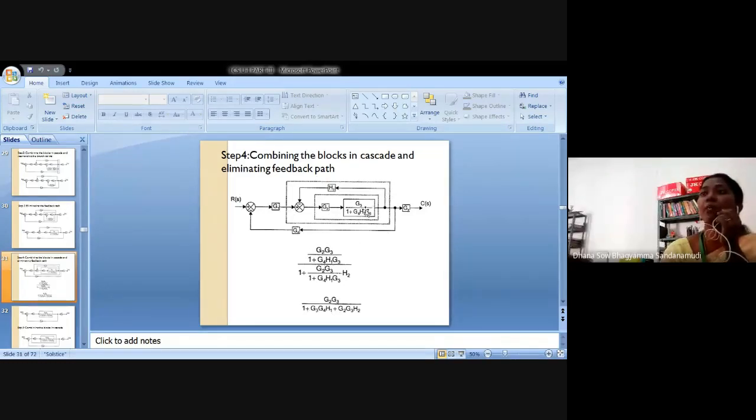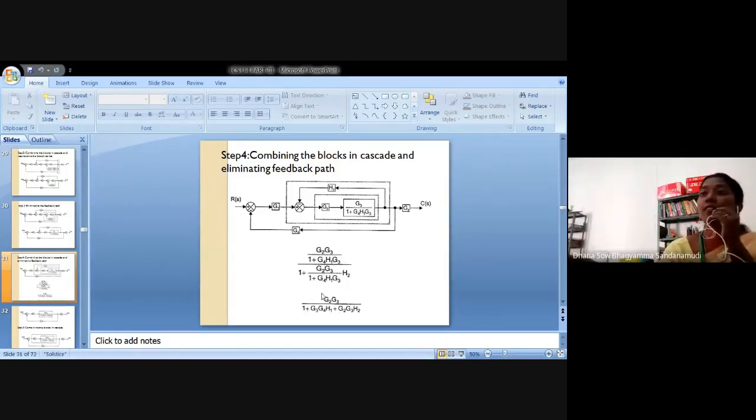What will be my feedback path? G2, G3 plus 1, G4, G3, H1, divided by, negative feedback means 1 plus the magnitude of this, whatever magnitude is there, G2, G3 by 1 plus G4, H1, G3 into H2 value. Okay, this is my transfer function. I hope you are understanding.